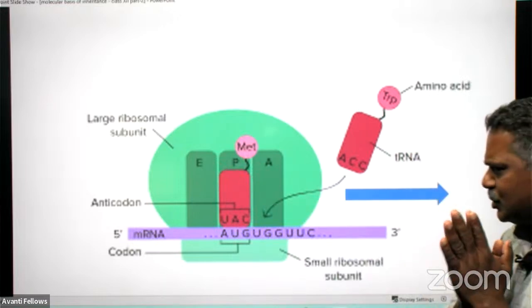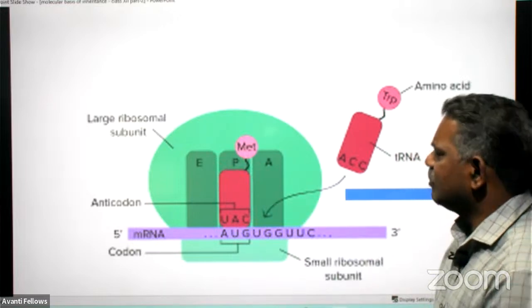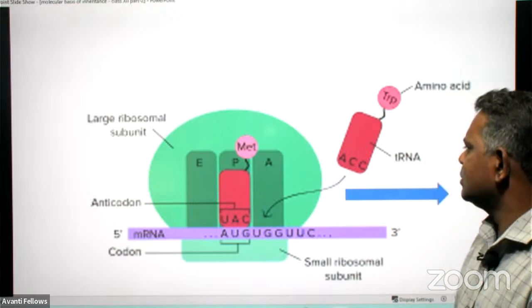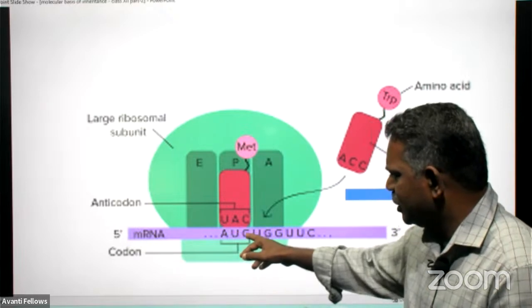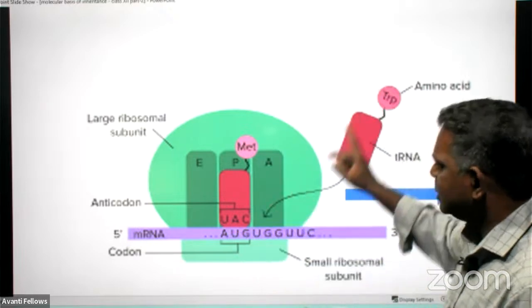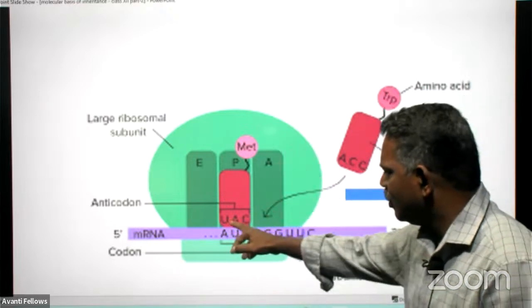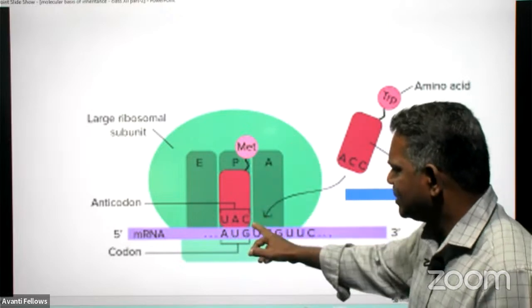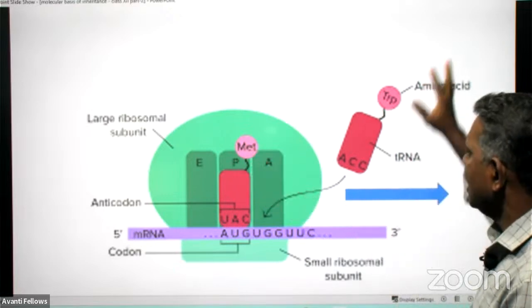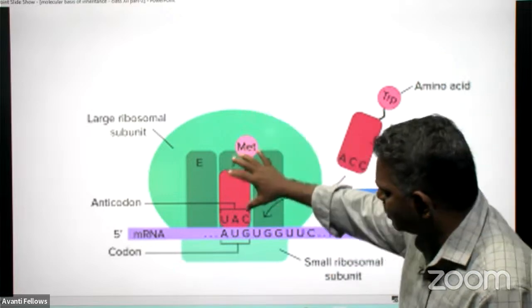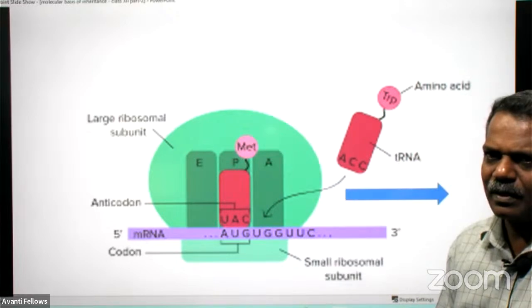So for starting this process of protein synthesis or translation, you see AUG is the initial codon. The first tRNA having the UAC anticodon carries a methionine amino acid, and that will be placed first in the P site to initiate.